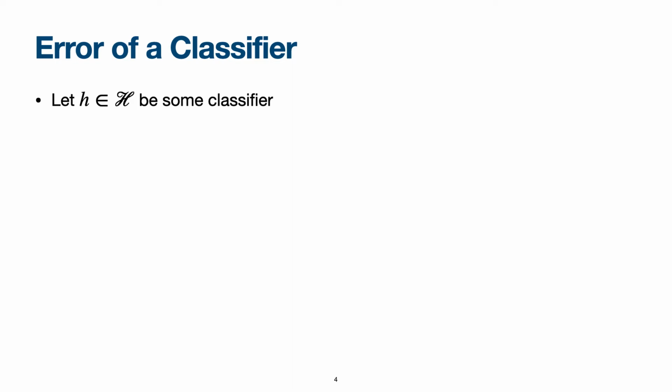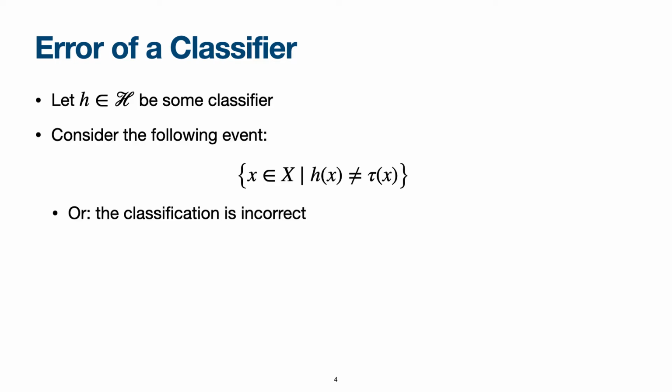We can define what is the error of a classifier. If you consider any of the functions h in our hypothesis space, then we can consider the following event: the subset of the domain for which our hypothesis classifies a data point differently than tau, the target function, the labeling function. This event captures the idea that the classification is incorrect.